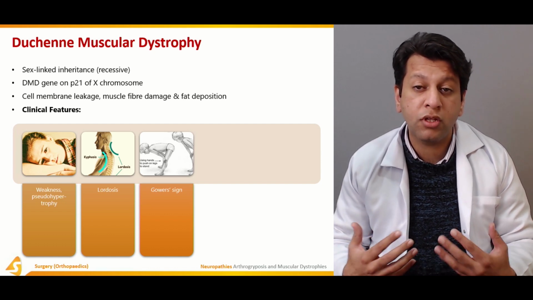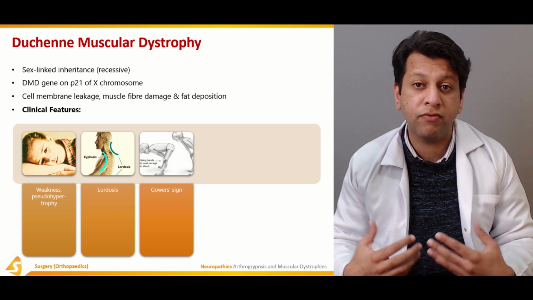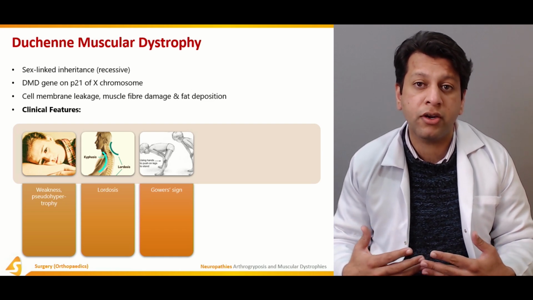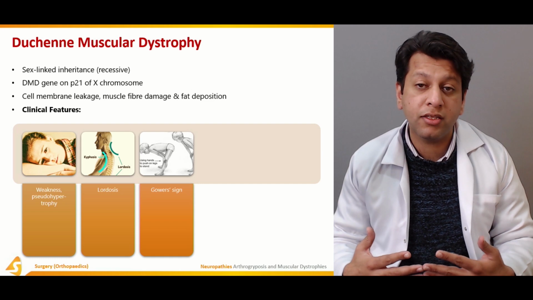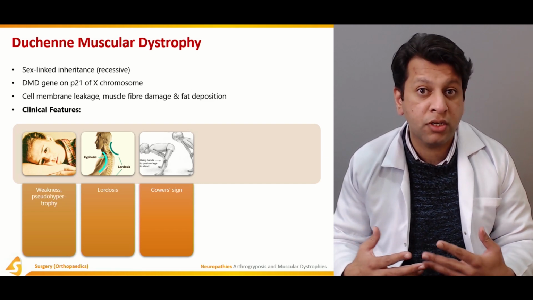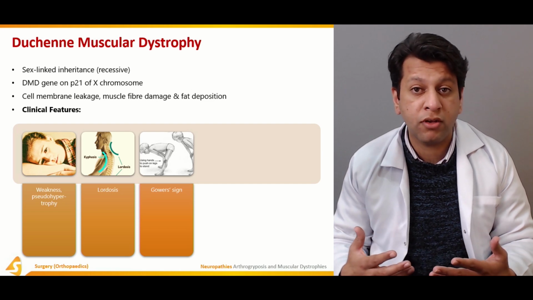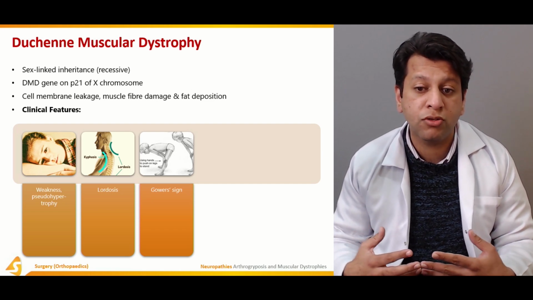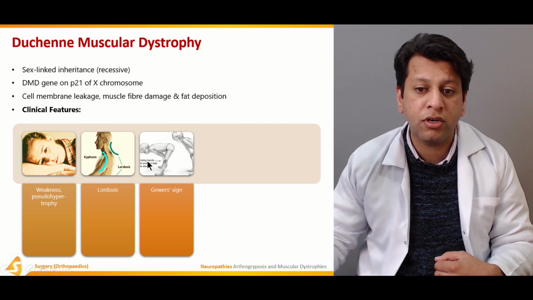Rather than use the lower limbs, they use the upper limbs first to raise their hip or pelvis, and then use those upper limbs to stand on their lower limbs. Usually they cannot stand without any support on their lower limbs. So this sign in the child is called Gower sign.